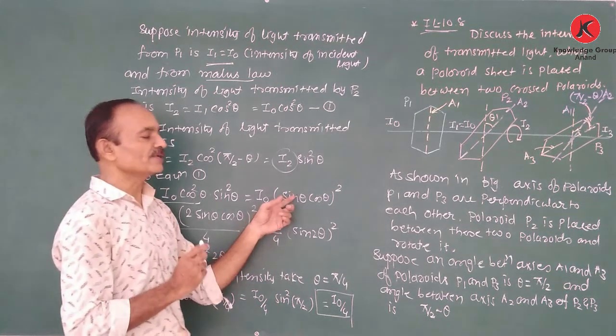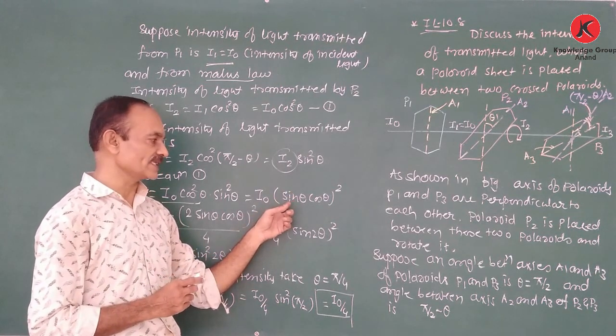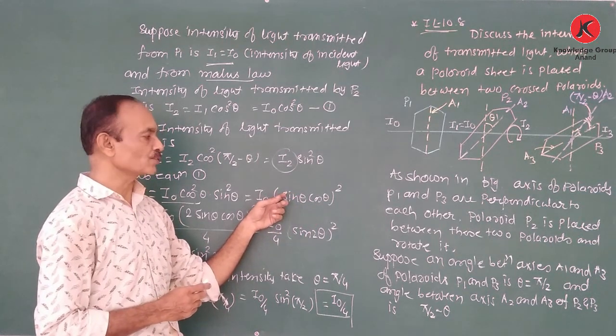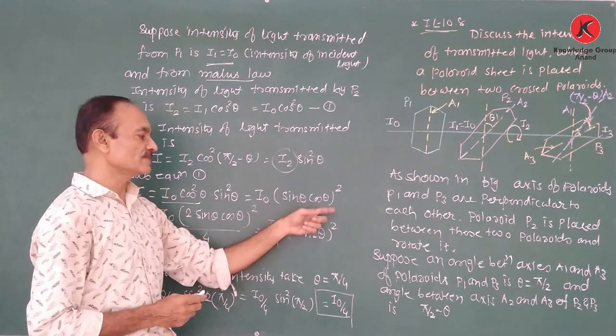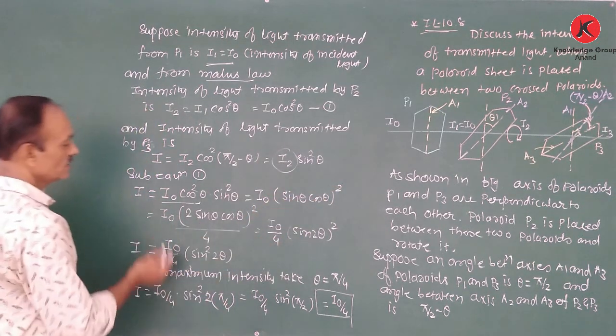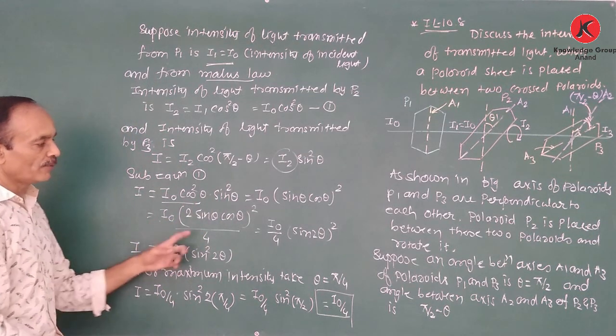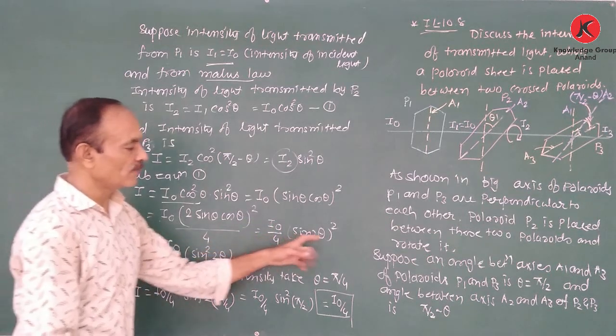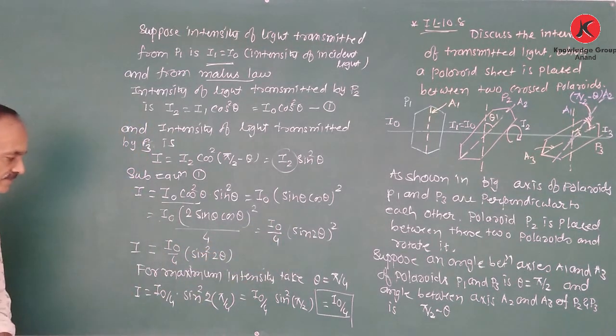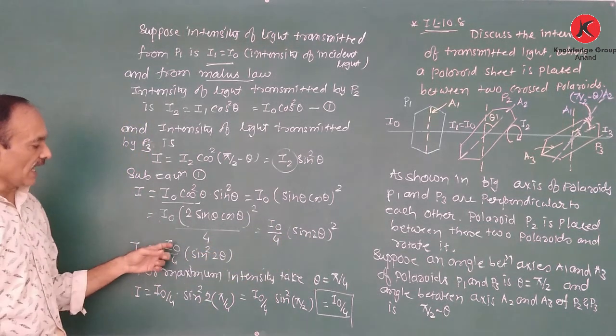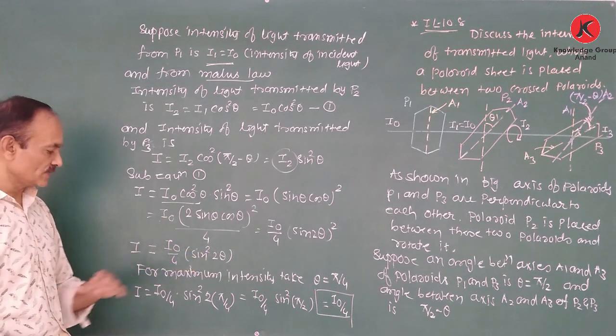We know that sin 2 theta is equal to 2 sin theta cos theta. Therefore, we place the 2 inside the bracket and the square of this, therefore divided by 4. I0 into (2 sin theta cos theta) whole square by 4 is equal to I0 by 4 sin 2 theta whole square. And I is equal to I0 by 4 sin square 2 theta.